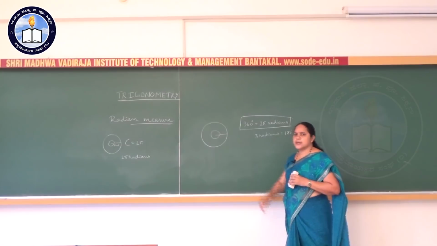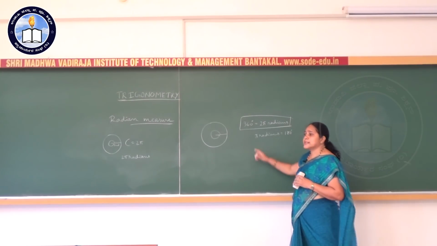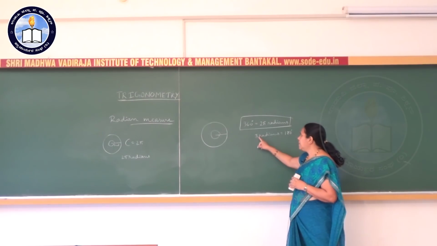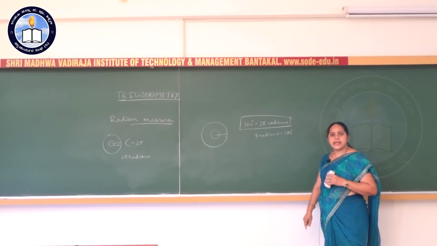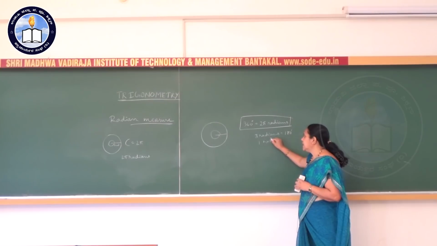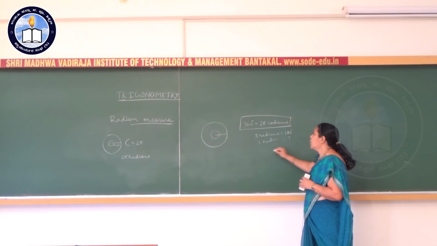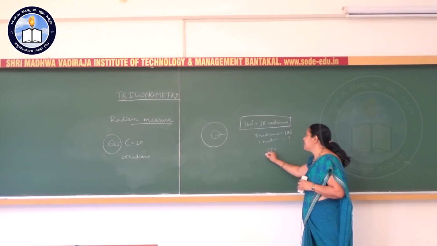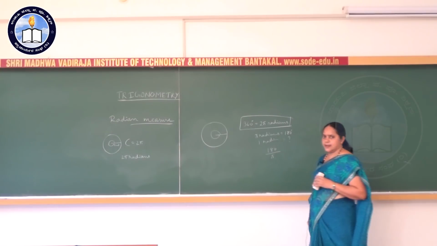Now, what is 1 radian? We know pi radians is equal to 180 degrees. So 1 radian is equal to 180 divided by pi.